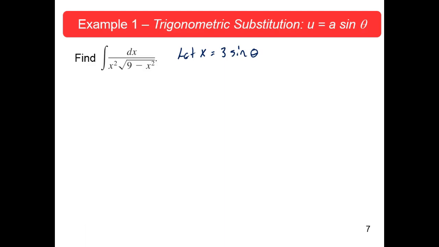Now, we don't really have a plain old x over here. We have two different ways of expressing x, kind of. What are those two ways? It's the first thing you see. dx. Okay? If x equals 3 sine theta, then dx is equal to what?